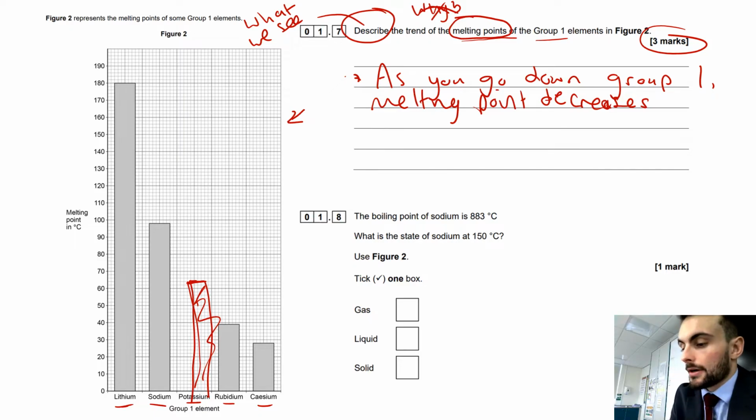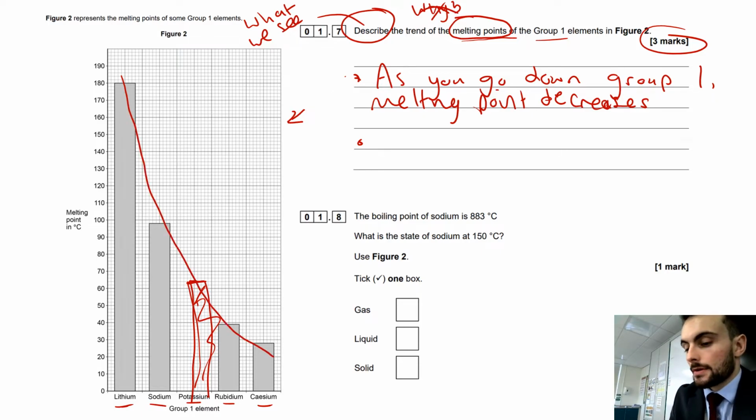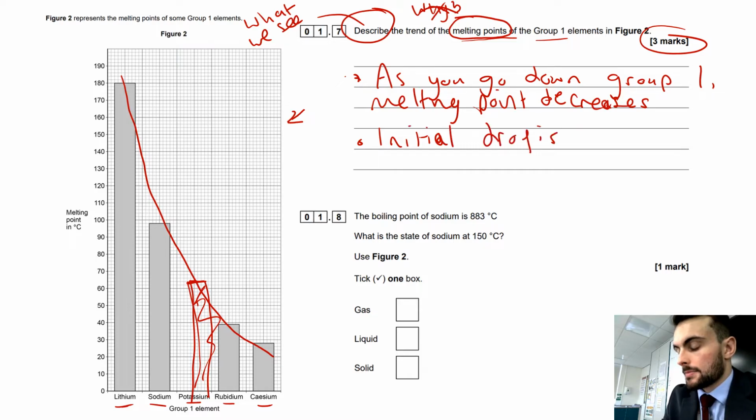To get the 3rd mark, we need to make some kind of reference, because if you notice, it's not going down in a linear trend, is it? It's going down like a curve. So what we need to say is, we can say either or. We can say the initial drop is the biggest.